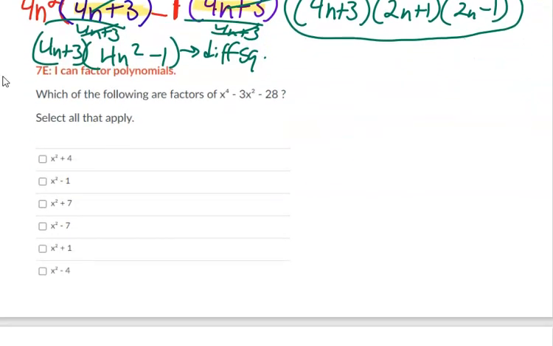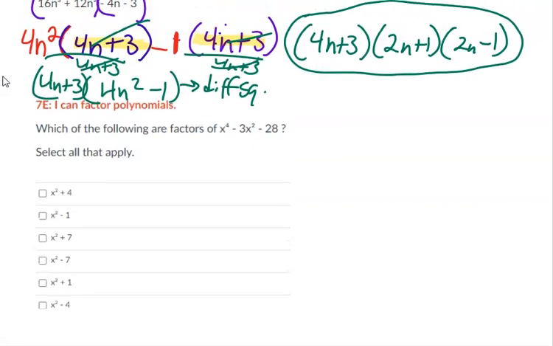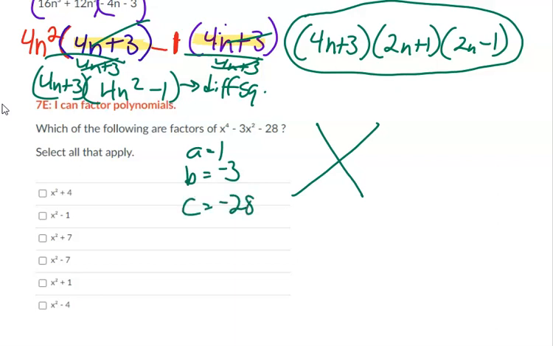7e, I can factor polynomials. Which of the following are factors of x to the 4th power minus 3x squared minus 28? Select all that apply. In this case, a is 1, b is negative 3, and c is negative 28. A times c is negative 28. B is negative 3. We will find two numbers that multiply to negative 28 and they subtract to negative 3.